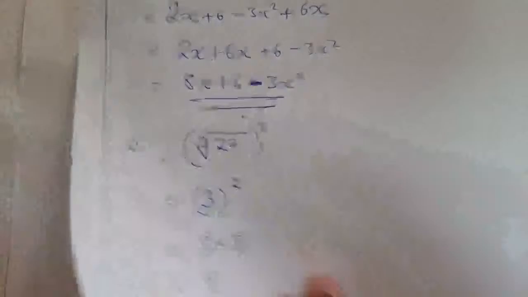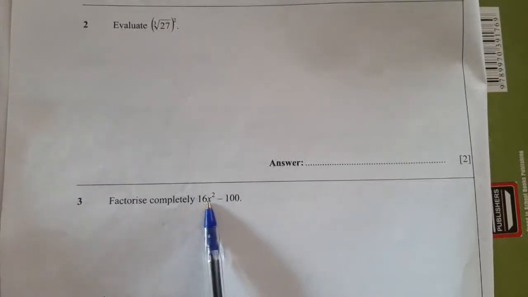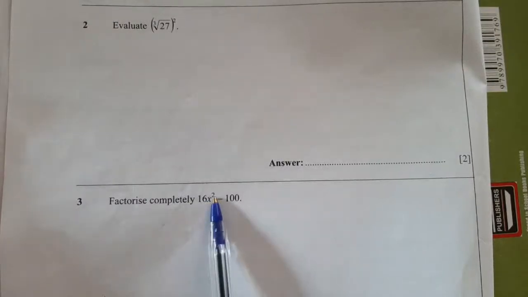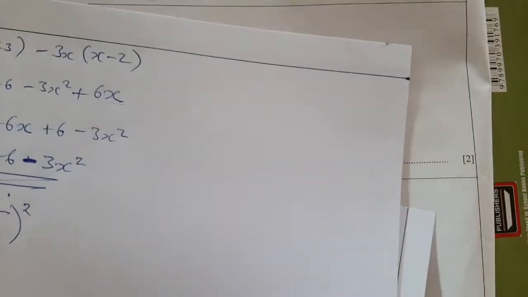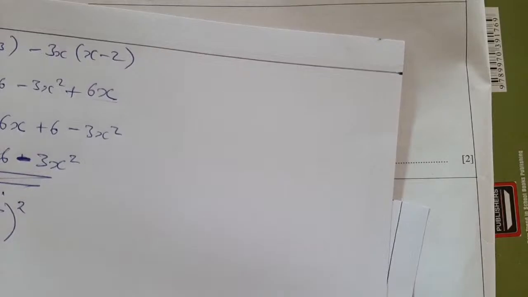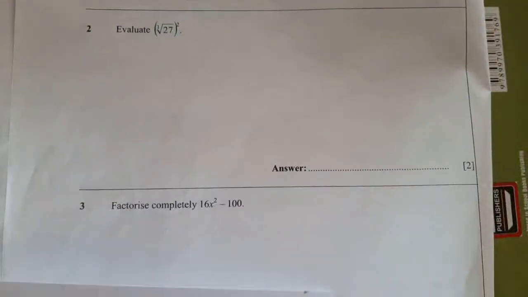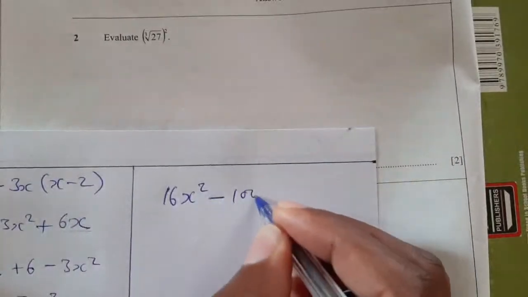All right, we proceed. The other question is saying factorize completely. Factorize completely 16x squared minus 100. Let me just cut here. So we're factorizing completely 16x squared minus 100.